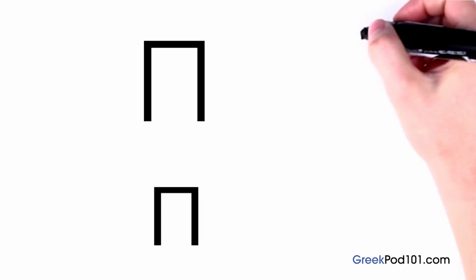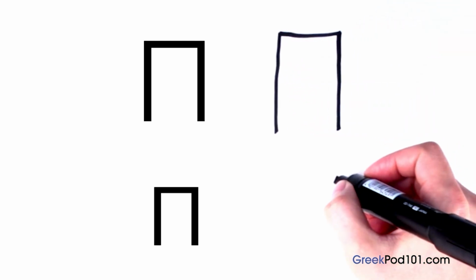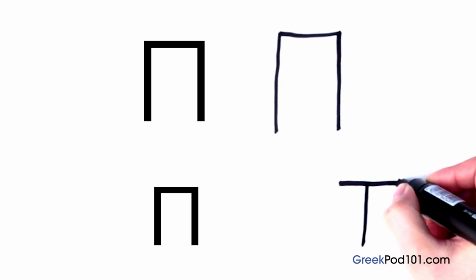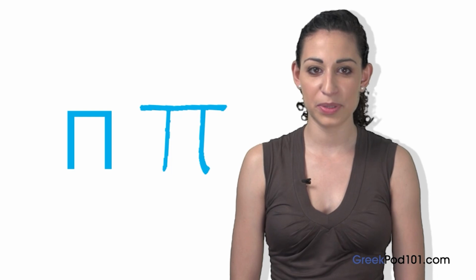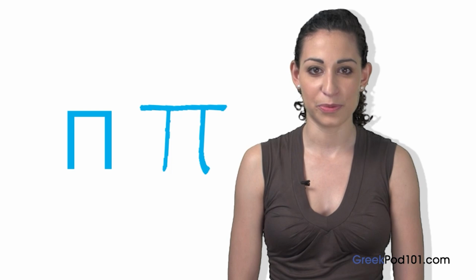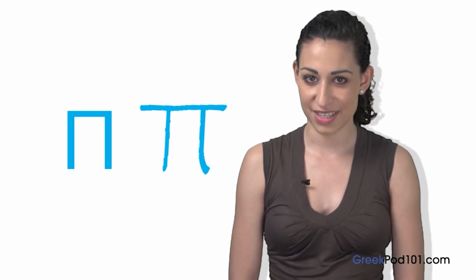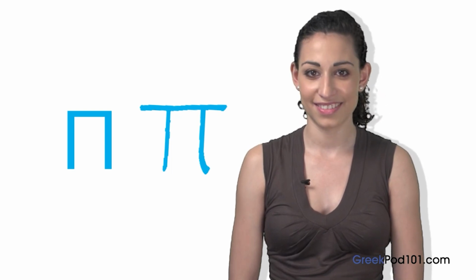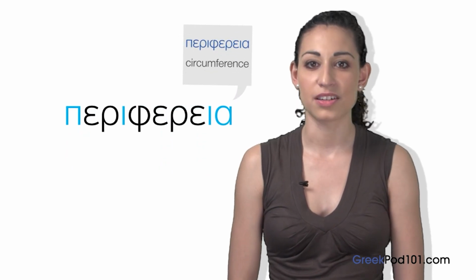Let's do it again. Here's the uppercase form. And here's the lowercase form. For anyone who has done math, the lowercase p will seem immediately familiar since it's the famous impossibly long number starting with 3.14. Most English speakers call it pi, but now you know its real name is p. It comes from the first letter of the Greek word peripheria, meaning the circumference of a circle. But enough with math! You're here to learn how to write Greek, right?